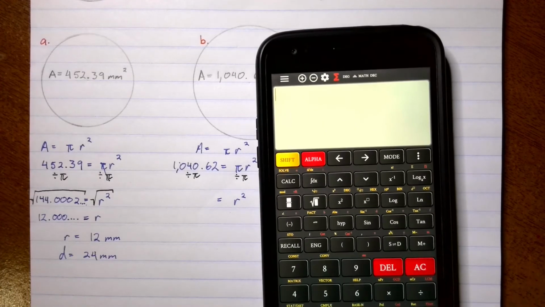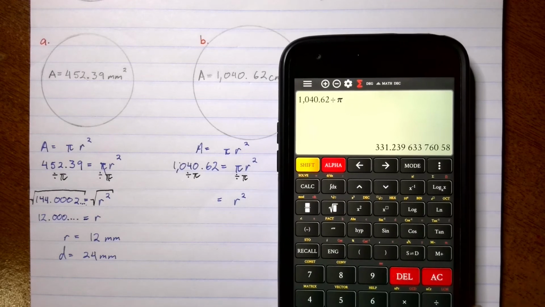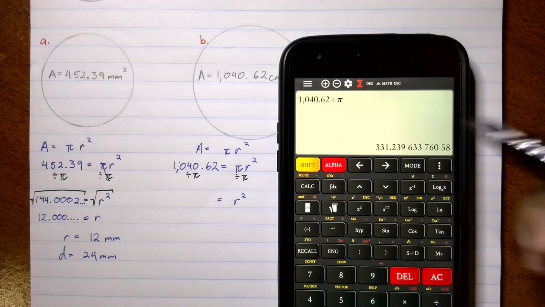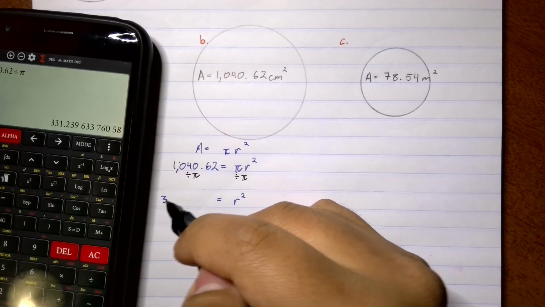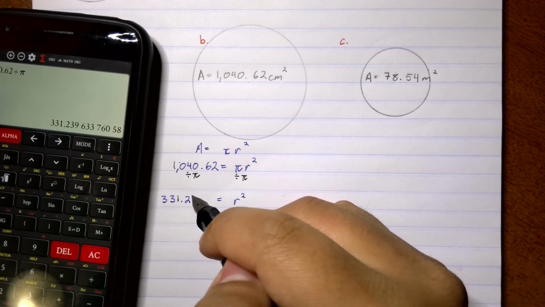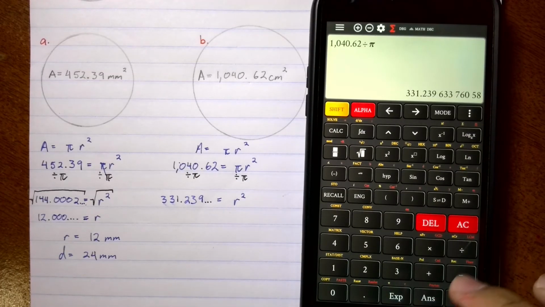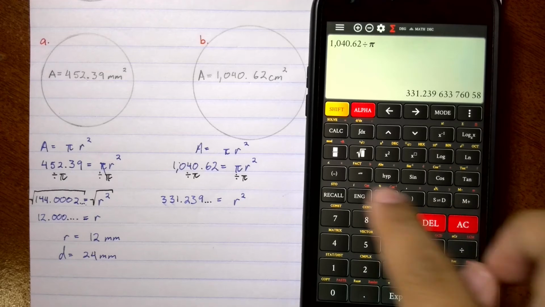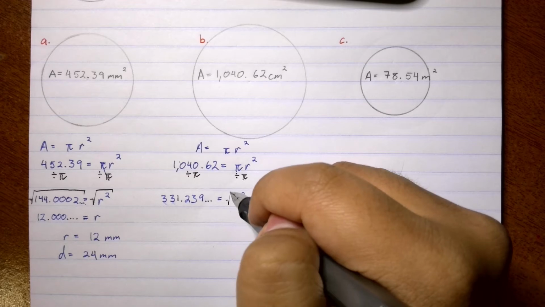1040.62 divided by pi is equal to 331.239, on and on and on. Remember, we can use the entire value. We actually have to use the entire thing. Here's what I mean. We're going to take the square root of both sides.